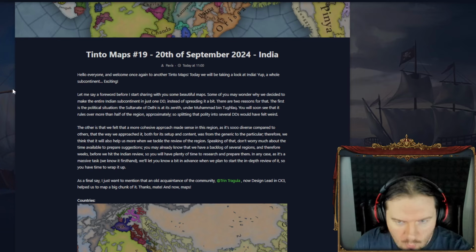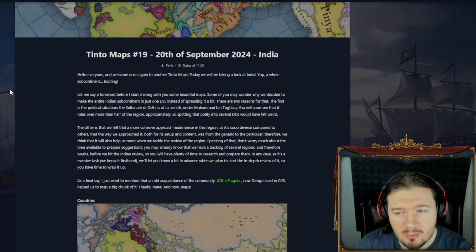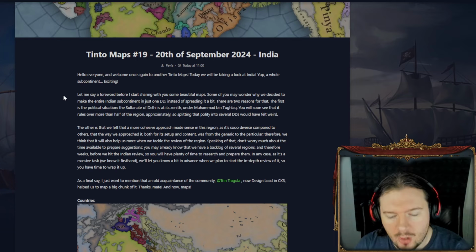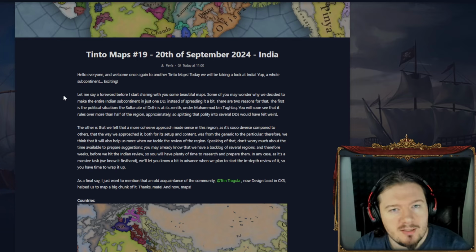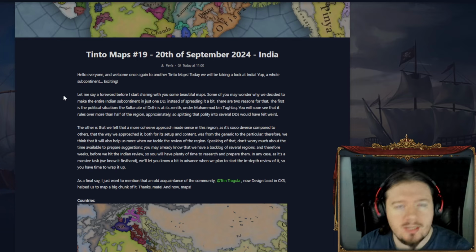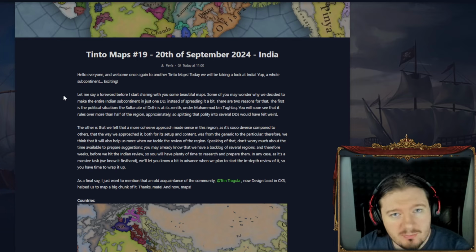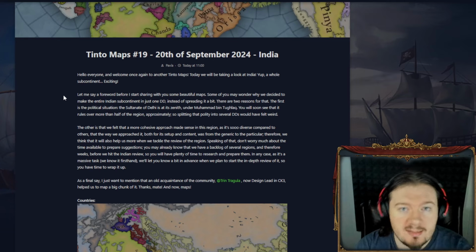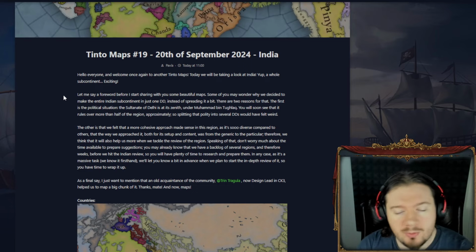So, welcome once again to another Tinto Maps. Today we'll take a look at India, a whole subcontinent, and they're going to say why they're doing the entirety of India in one go, because that's like a subcontinent. That's like saying, oh, we're gonna do France, Germany, Spain, and Italy all in one single map post. I mean, that would seem kind of silly. But here it makes a little bit more sense. It is as diverse as those European regions I mentioned.